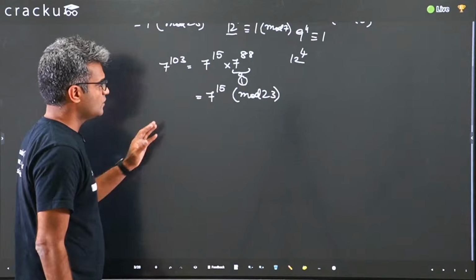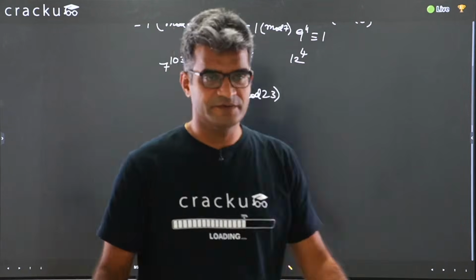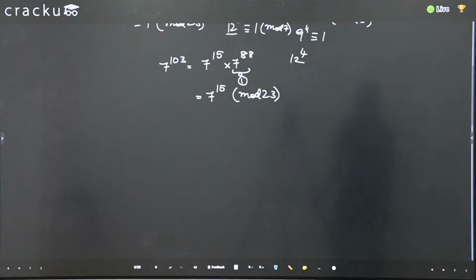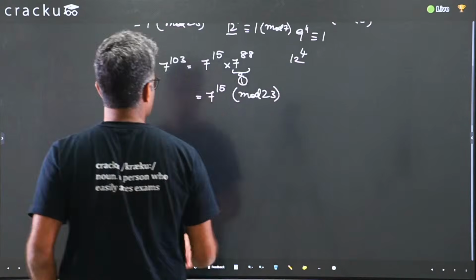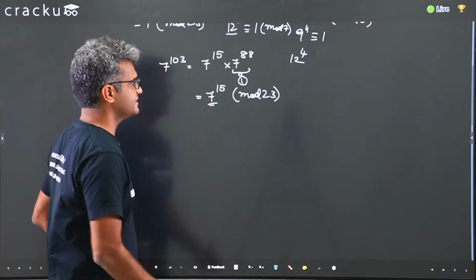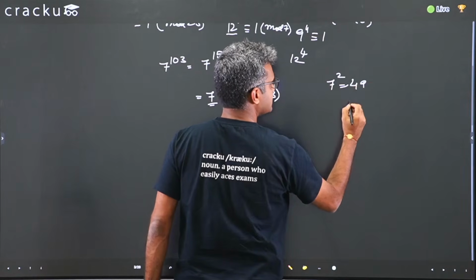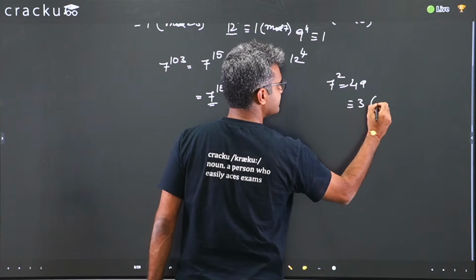Now, what is 7 to the power 15? Just 1 minute. So we have to calculate the remainder when 7 to the power 15 is divided by 23. 7 square is 49. This leaves a remainder of 3 when divided by 23.